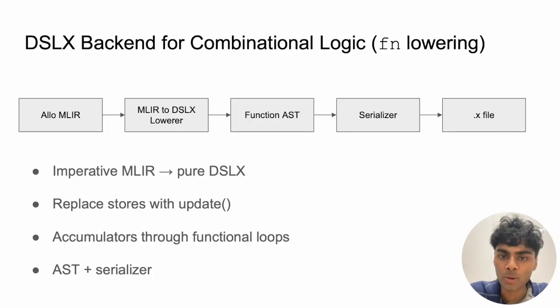The DSLX lowering translates imperative MLIR, full of load stores and mutable memrefs, into pure functional DSLX. For example, stores become nested update expressions, and loops become functional for expressions with explicit accumulator variables. We first build an AST that preserves structure, then serialize it into actual DSLX code.